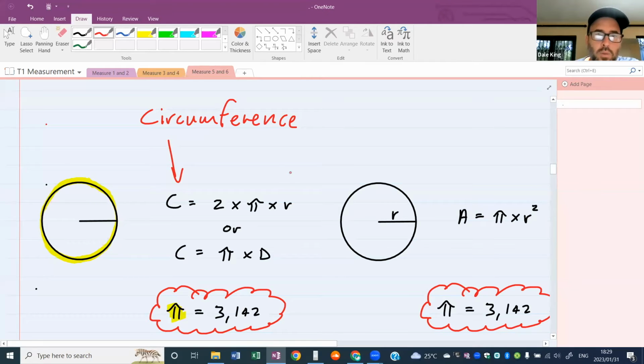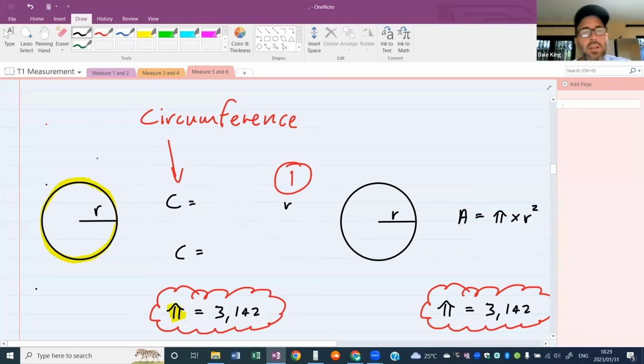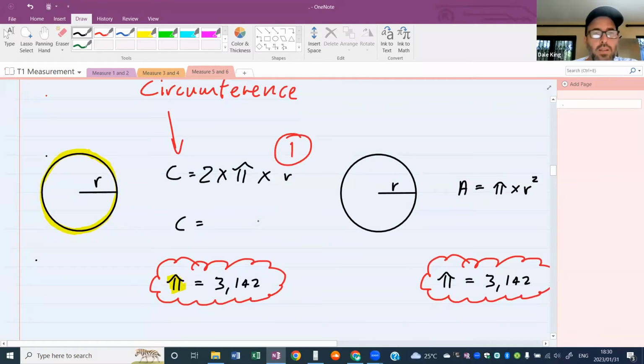Formula number 1 is 2 times pi times r. Now what is r? R is this little line here, which is radius, which goes from the center of the circle to the edge of the circle. So R stands for radius. It goes from the center of the circle to the edge, and that's how you can work out circumference. You say 2 times pi that they give you, 3,142, times the R that they give you in the question, and you can work out circumference.